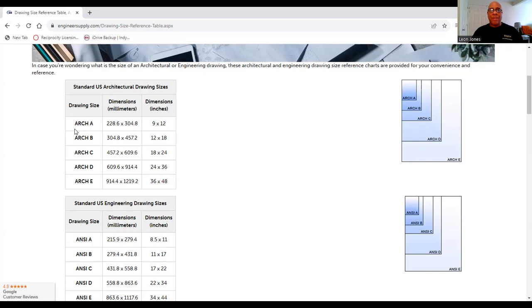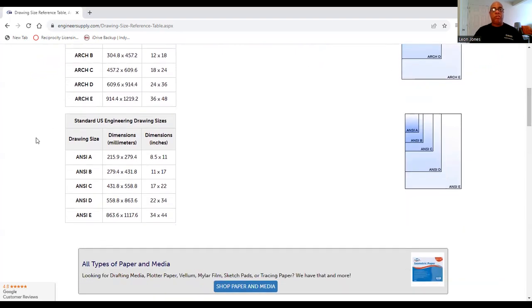Now, when we're using a drawing size, an Arc A is 9 by 12. An Arc B is 12 by 18, and that's in inches. Also, if you're in Europe, you can use millimeters. And the largest sheet is 36 by 48, and these are all standard sizes. Remember, these are architectural sizes.